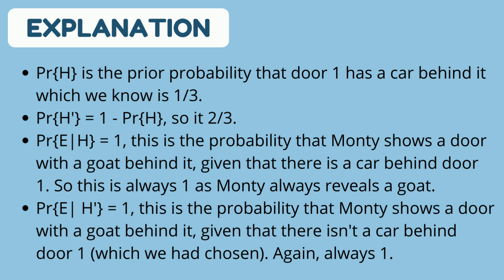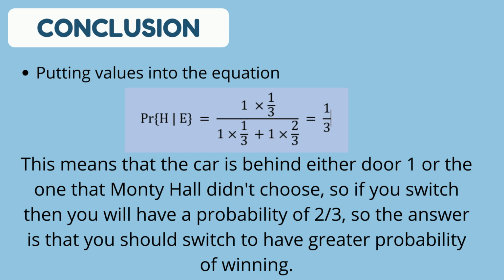So, in conclusion, putting the values into the equation, probability of H given that E has occurred is 1 by 3. Notice that it would also have been the same if nothing had happened, if we just had three doors and we had been asked what is the probability that door 1 contains the car. But what changes is that either door 1 or, for example in the illustration, door 2 contains the car.